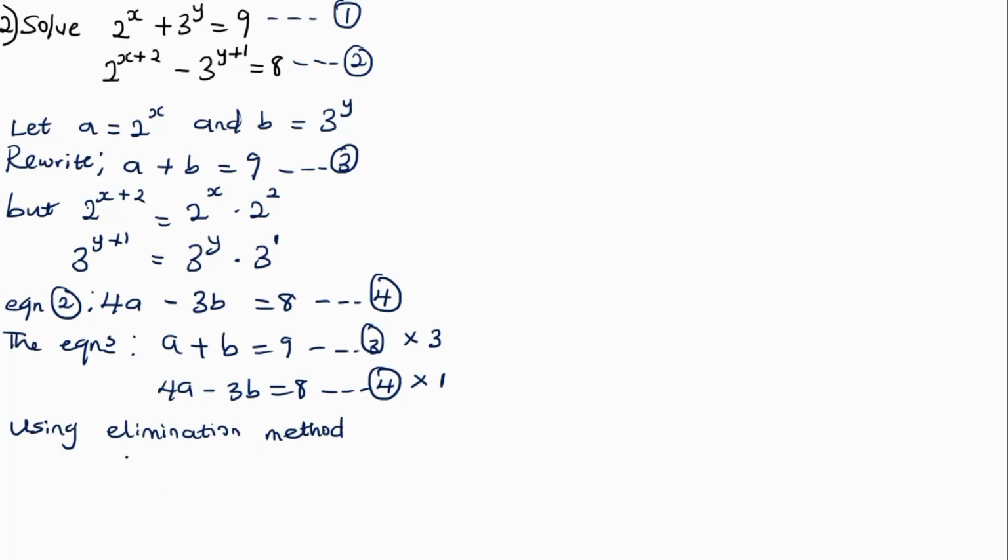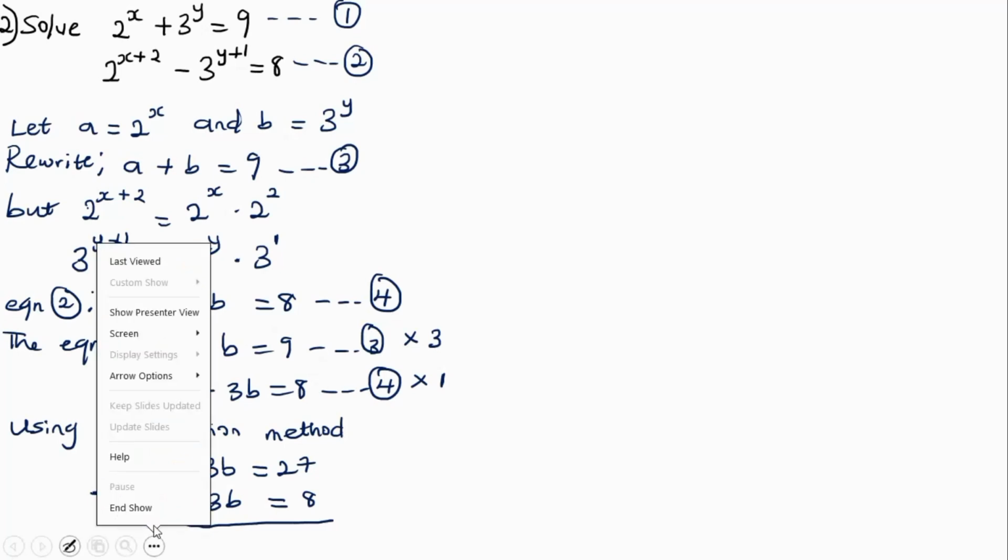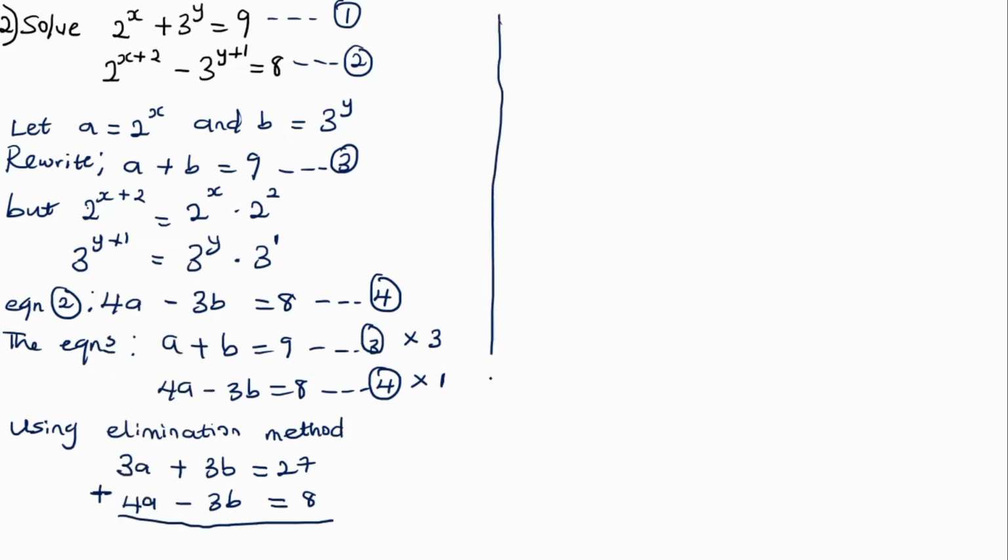And if we do this, we are going to have 3a plus 3b is equal to 9 times 3, which is going to give us 27. And equation 4 is going to become 4a minus 3b is equal to 8. So we're going to add them together right here. If we add them up, we have 3a plus 4a, which is going to give us 7a. Then 3b plus minus 3b is going to give us 0. So this is equal to 27 plus 8, which gives us 35.